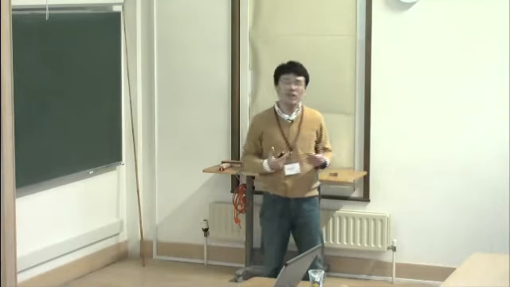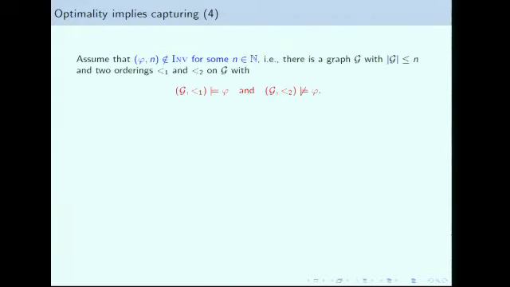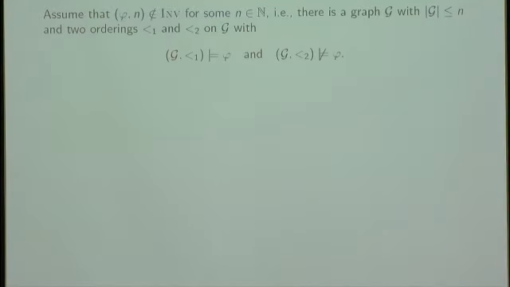For the other case, phi is not order invariant. So this means that phi n is not in this invariant relation for some n. Then of course there is a graph G with size at most n and two orderings less 1 and less 2 on G, so that together with the first ordering, G is a model of phi, but with the second it's not a model of phi. So this witnesses the fact that phi is not order invariant.